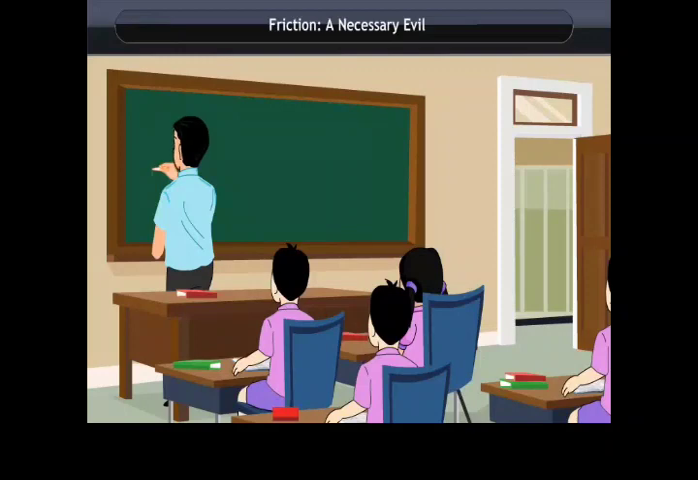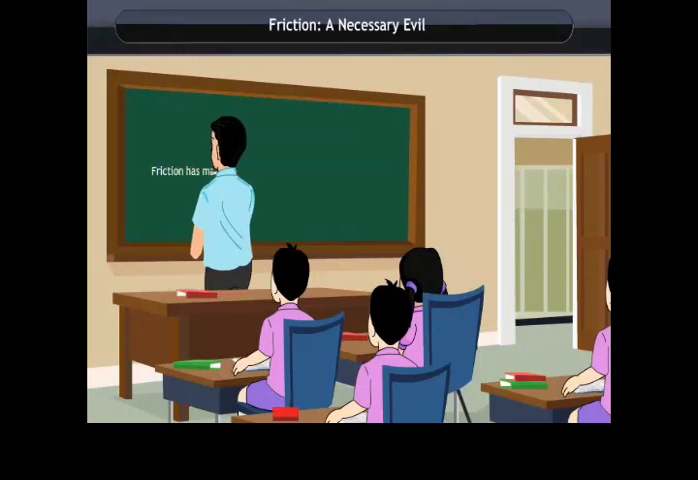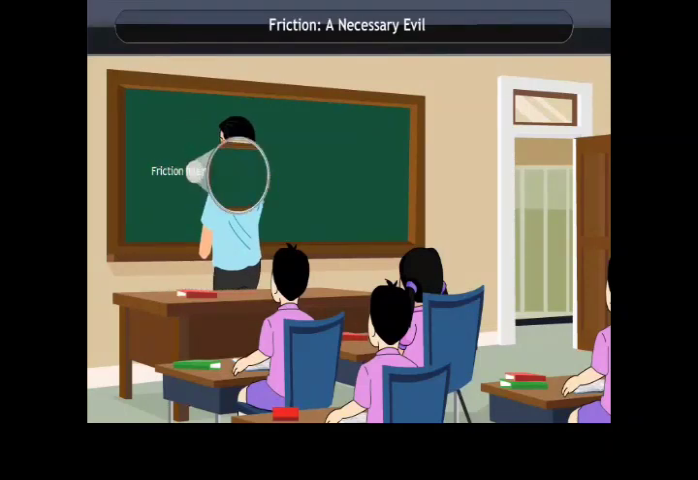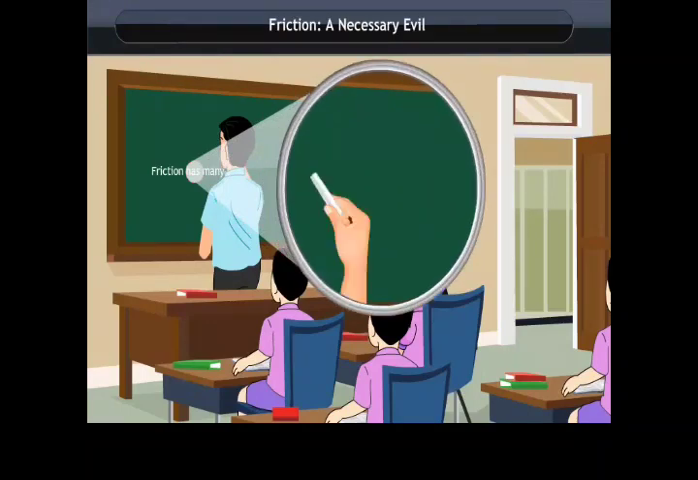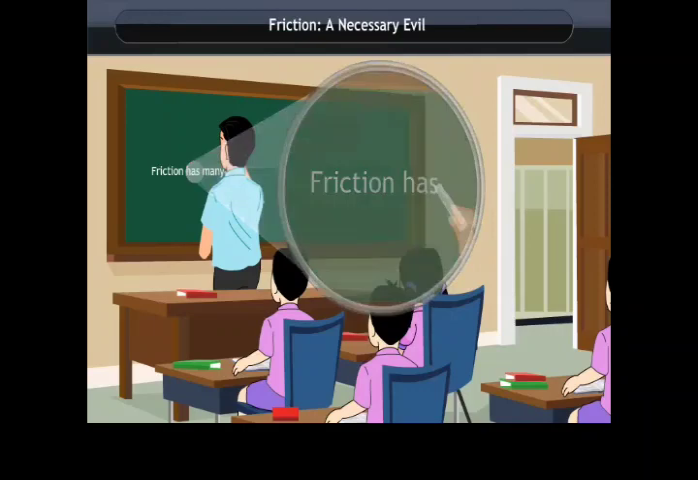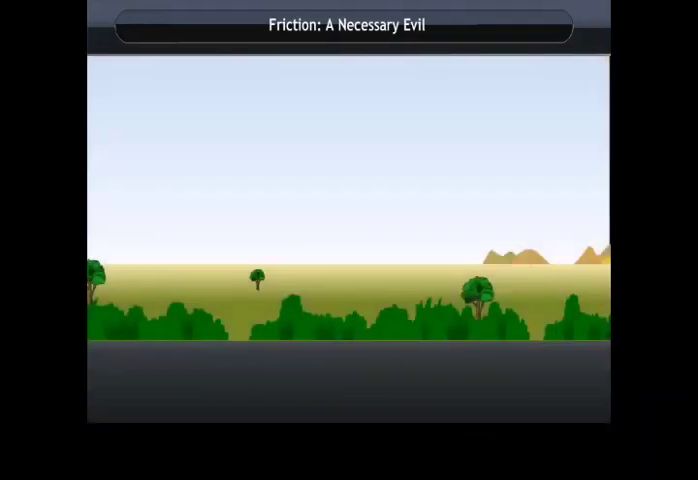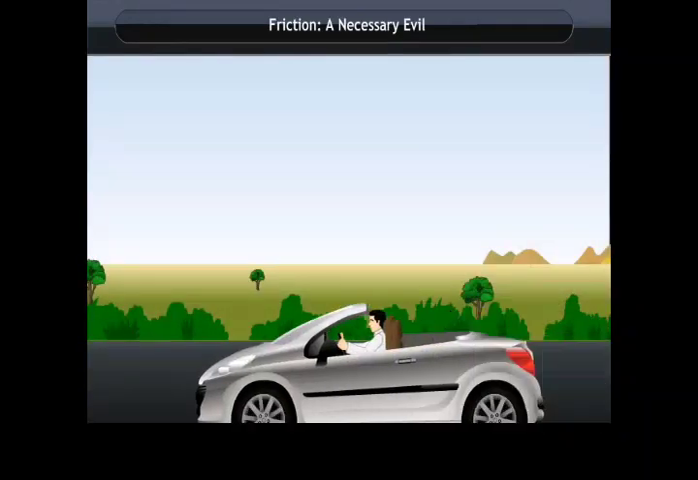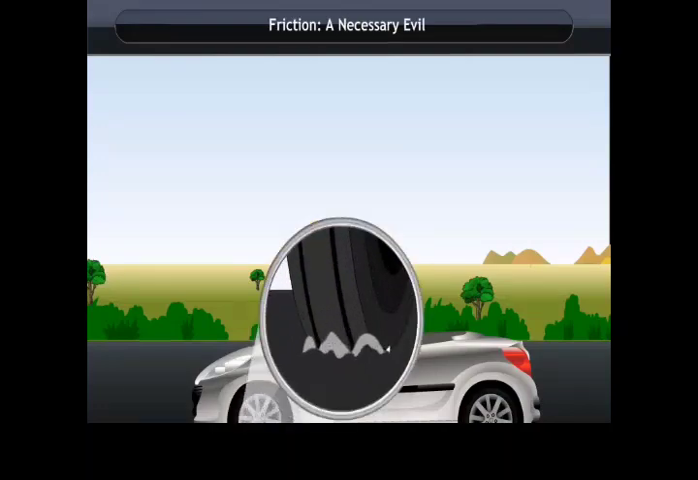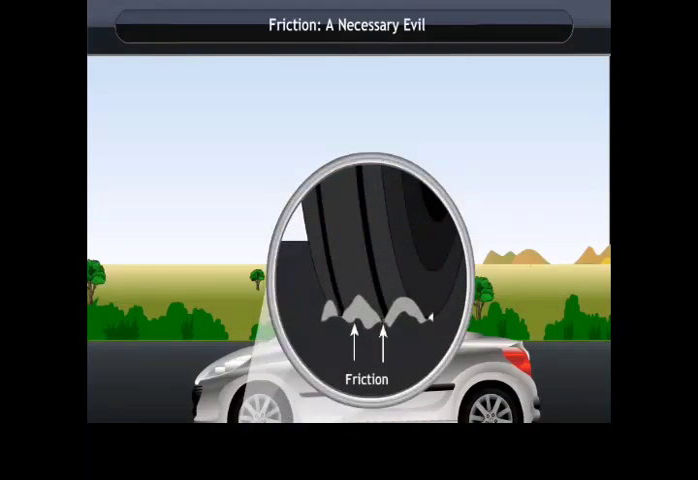Friction helps us in writing with a pen, pencil or chalk. As we write with a chalk on the board, the rough surface of the board rubs off the chalk particles which stick to the board. Friction helps things to come to a stop. Without friction, no vehicle can stop on the road.